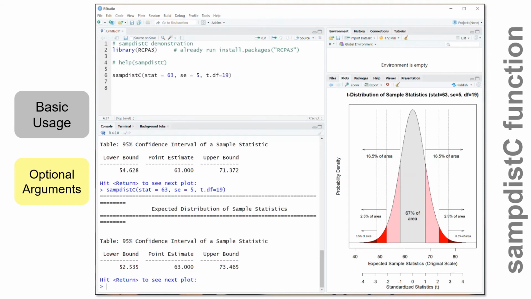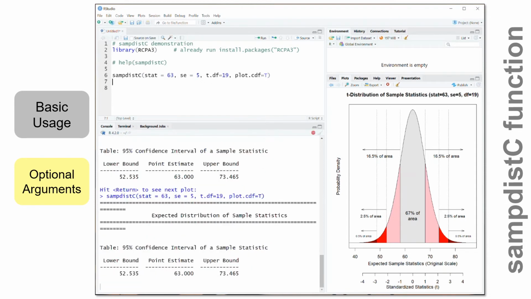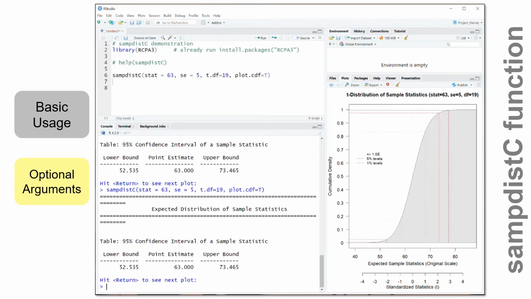Another argument that's useful for the sampdistC function is plot.cdf. By default, this is false, and it will show you this shape. It's called a PDF, a probability distribution function. But we can change plot.cdf to true to get a different look at the same distribution. So now this S-shaped curve is showing us the proportion of mass of the distribution we would expect at different values.